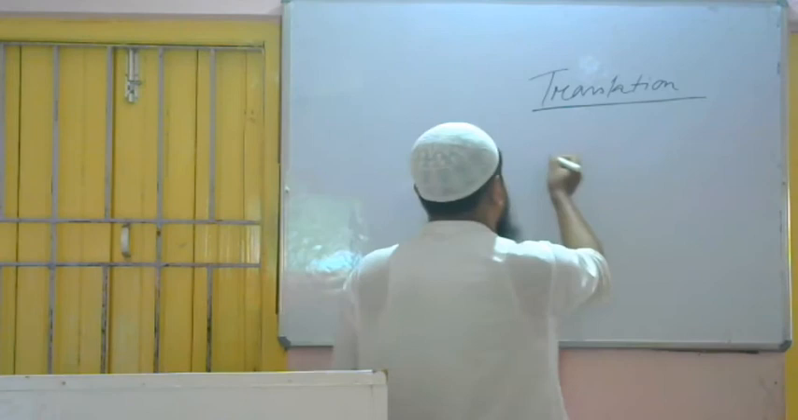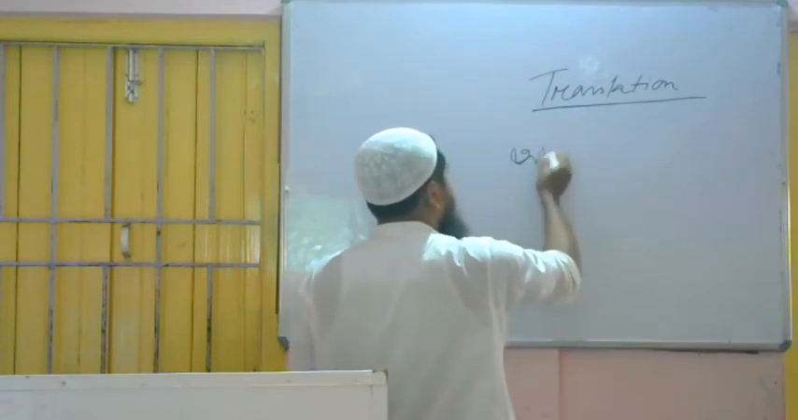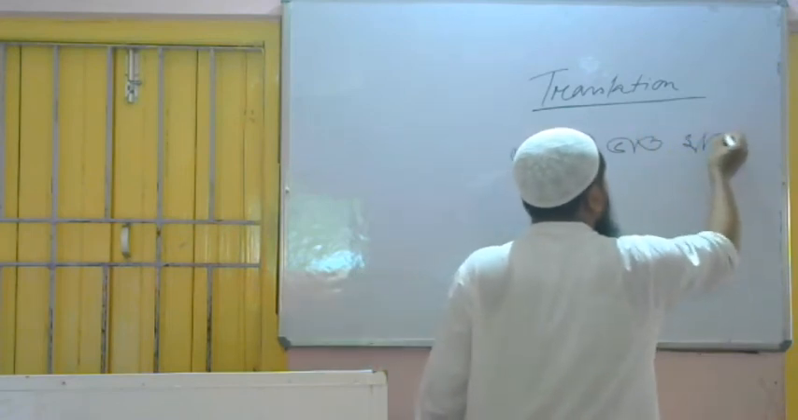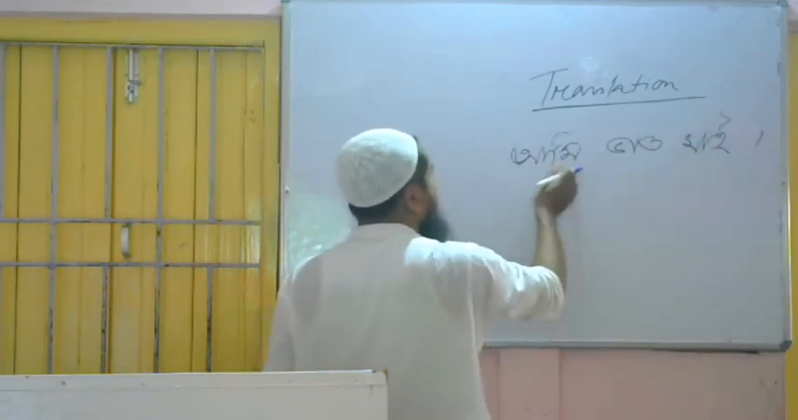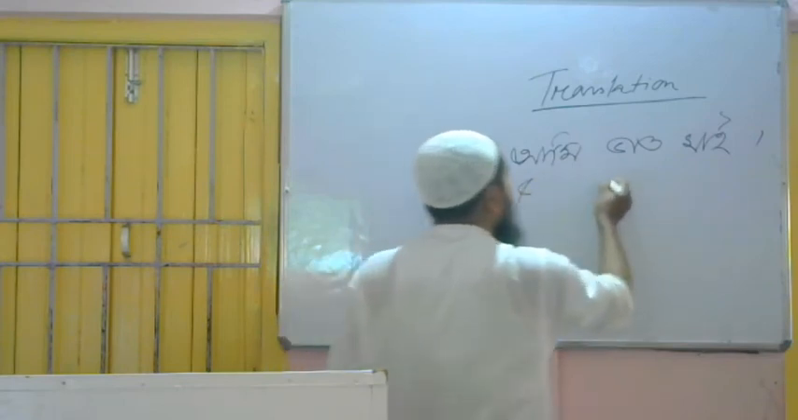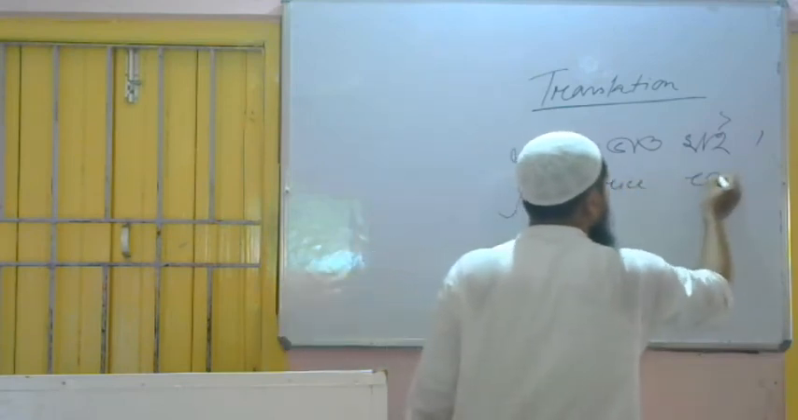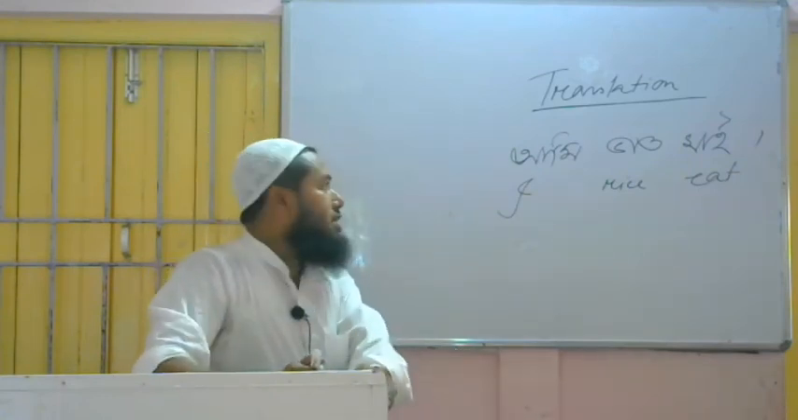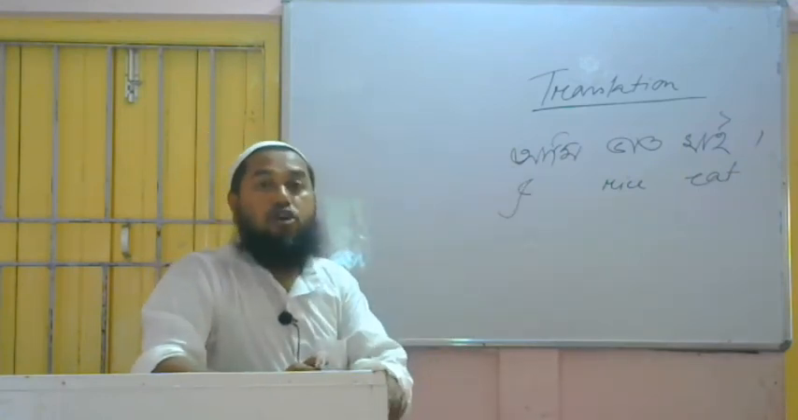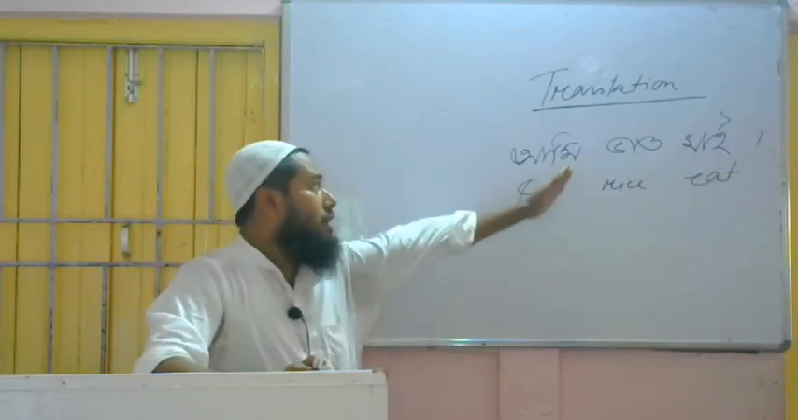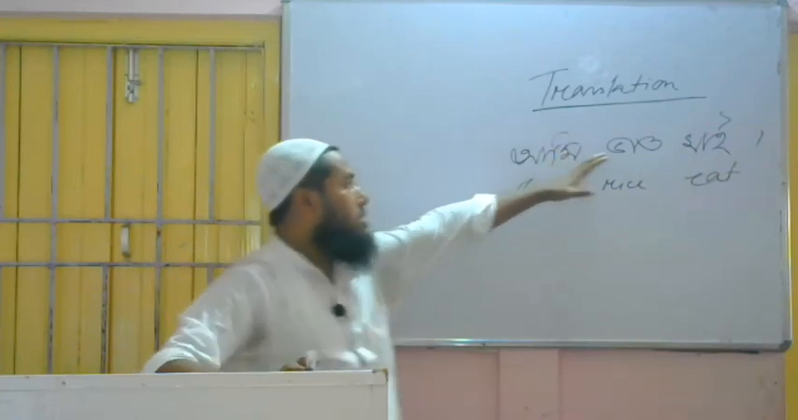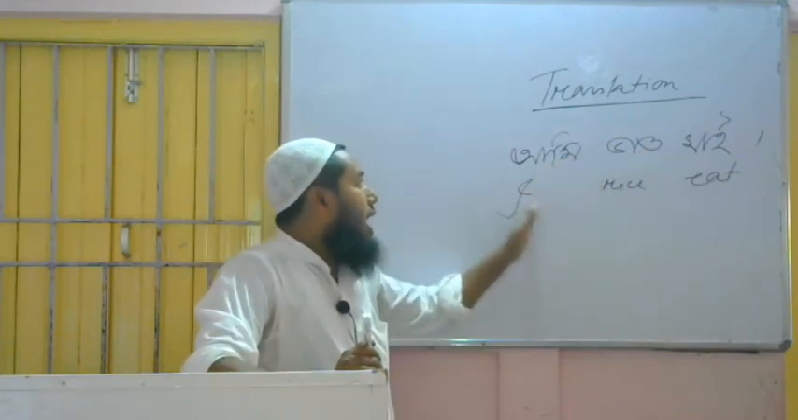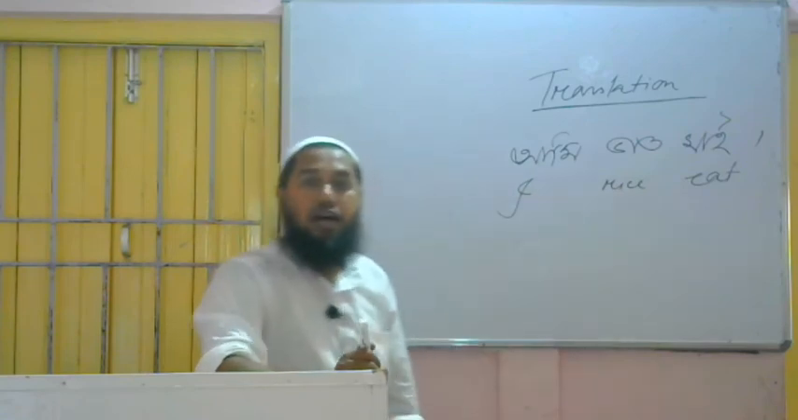See, if I say Ami Bhat Khai, I know the English of this. Ami I, Bhat rice, Khai eat. Okay, this we have written: I rice eat. Can we say this is the translation of the sentence Ami Bhat Khai? No, it is not the translation of the sentence. It is the word meanings of the sentence. The three words are there in the sentence, and I have written the words in English. This is not the translation.